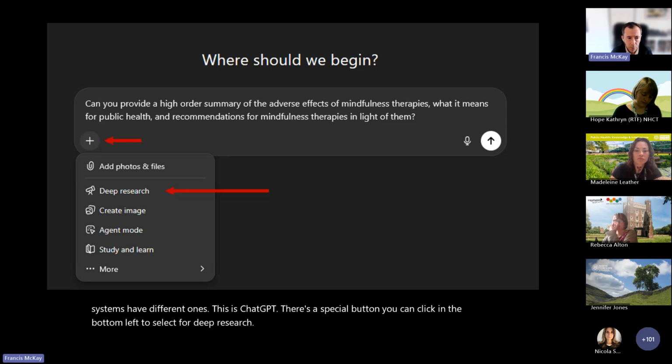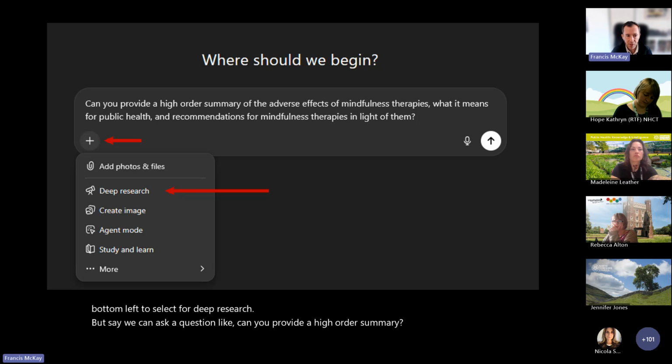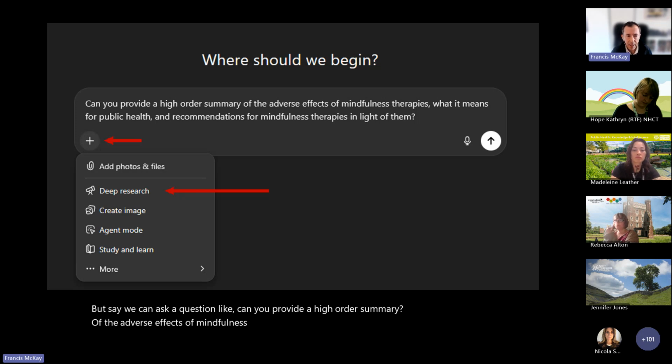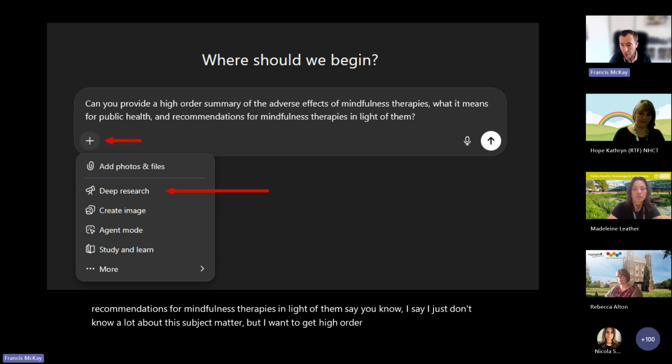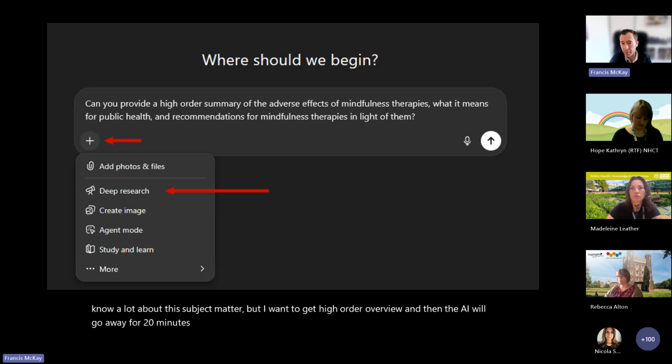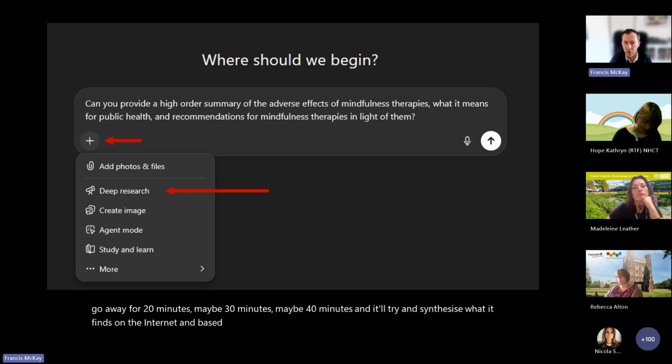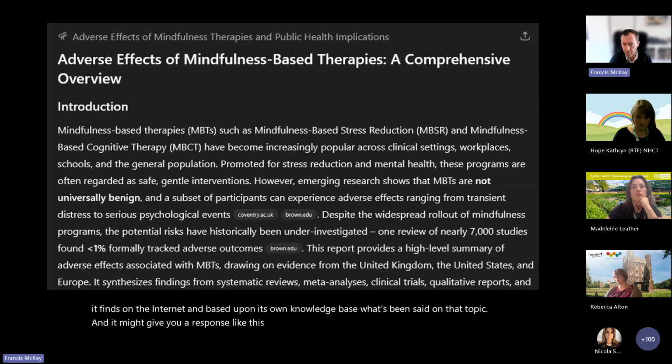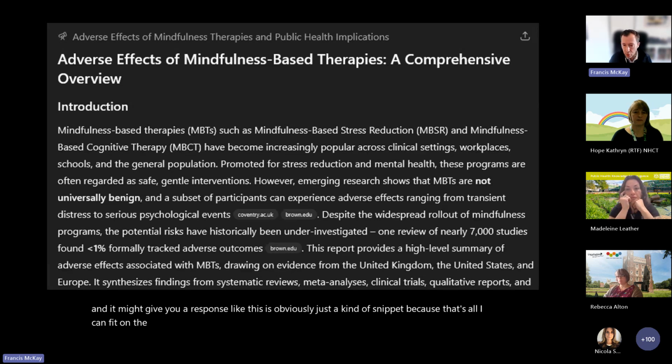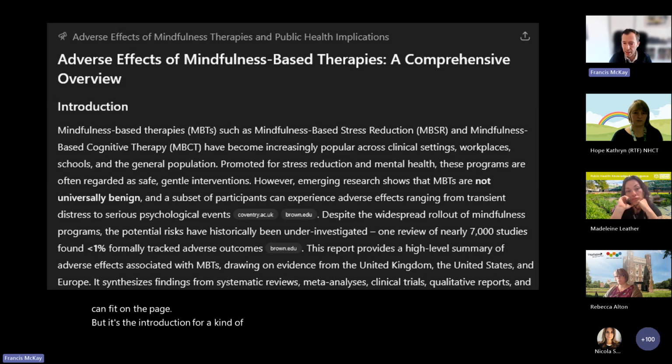But say we can ask a question like, can you provide a high order summary of the adverse effects of mindfulness therapies, what it means for public health, and recommendations for mindfulness therapies in light of them? Say I just don't know a lot about this subject matter, but I want to get a high order overview. And then the AI will go away for 20 minutes, maybe 30 minutes, maybe 40 minutes, and it'll try and synthesize what it finds on the internet and based upon its own knowledge base, what's been said on that topic. And it might give you a response like this. This is obviously just a snippet because that's all I can fit on the page. But it's the introduction for a longer report that the AI has gone away synthesizing information on this topic.